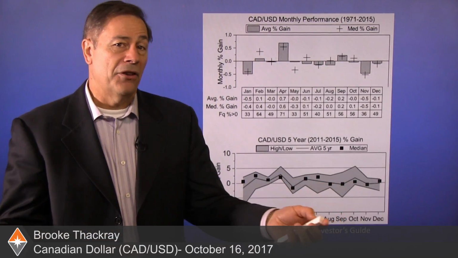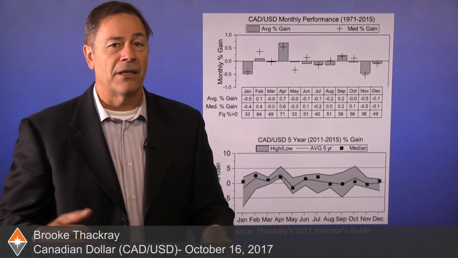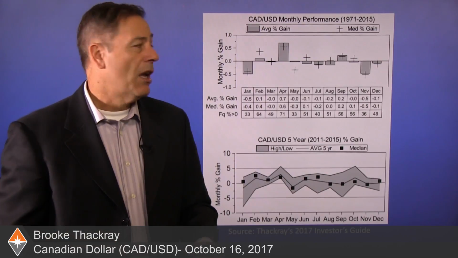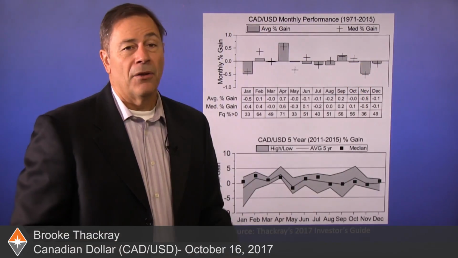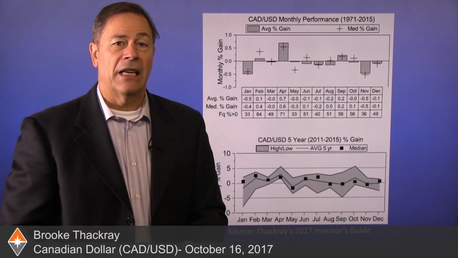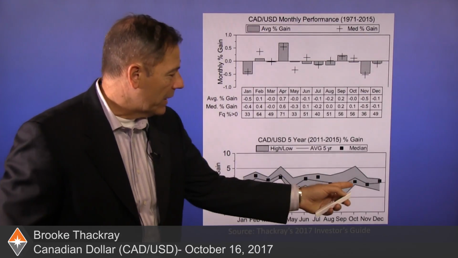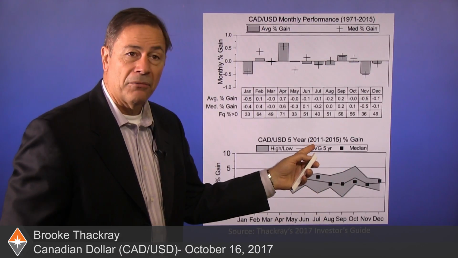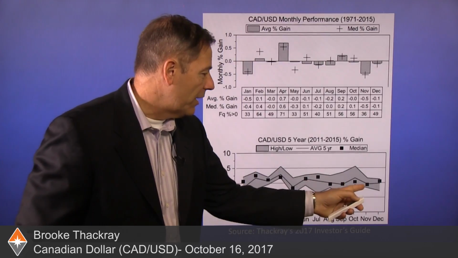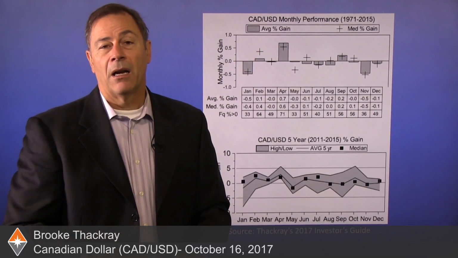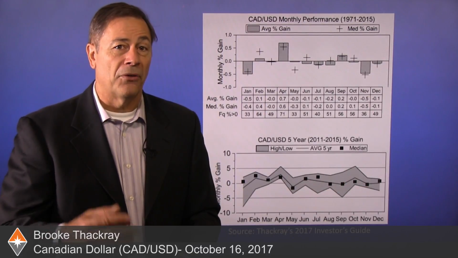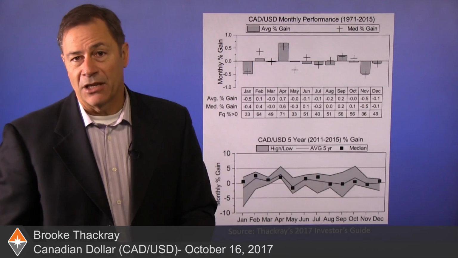Now, this year could be different. You could have OPEC propping up the price of oil, of course, or some other factors. But on average, the month of November has been a weaker month for the Canadian dollar. And if you take a look at this graph from 2011 to 2015, you can see that November has been a losing proposition for the Canadian dollar on both an average and median basis as well.